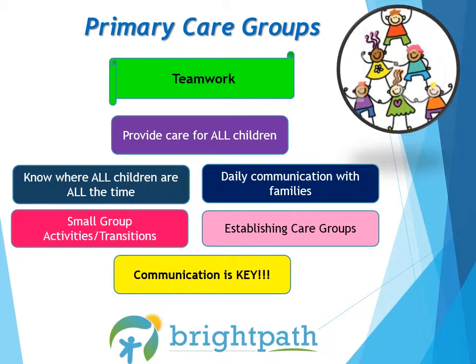For example, if a child gets hurt, but they are not in your primary care group, you are still expected to help that child and then communicate the incident to the other staff in the room and the child's primary caregiver. All staff in the room must ensure that they know where all the children are at all times and how many are in their care at any given time. All room staff should be able to communicate with parents and families on a daily basis.